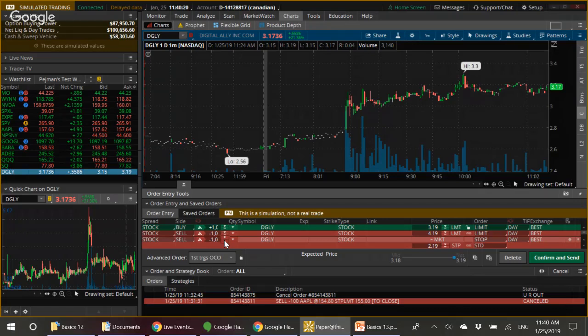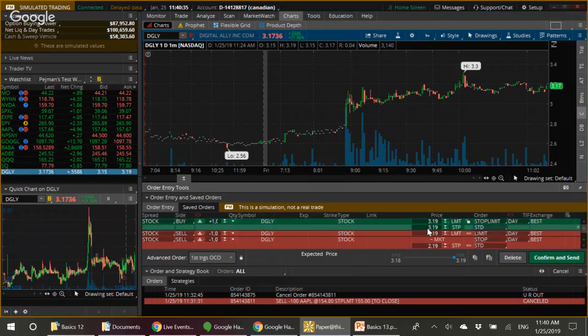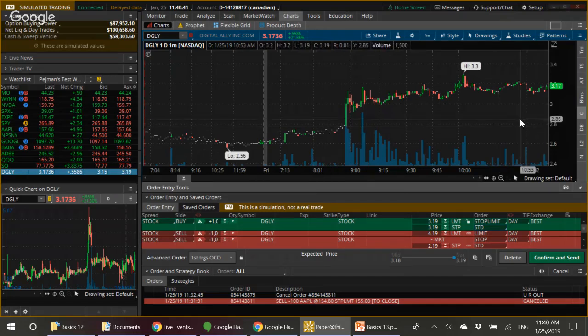So I will activate these, the quantities, the volume of my purchases. And then here, I don't want to buy with the limit. I want to buy with the stop loss, or a stop limit in this case. Currently, the price is at $3.17. Let's say that this stock is going to make another explosive move.